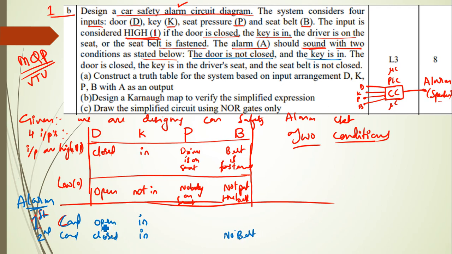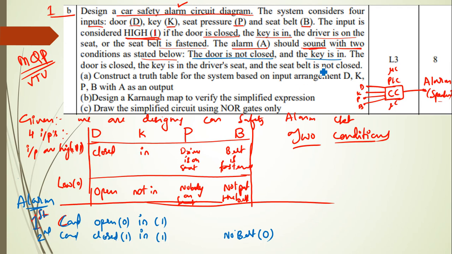Now we will convert it into a logical one. See, when the door is open, I will put here as low. When the key is in, it is nothing but high. You put it high here. When the door is closed, it is treated as high. When the key is in, it is treated as 1. And when the belt is not put, it is treated as 0. So these are the two conditions.